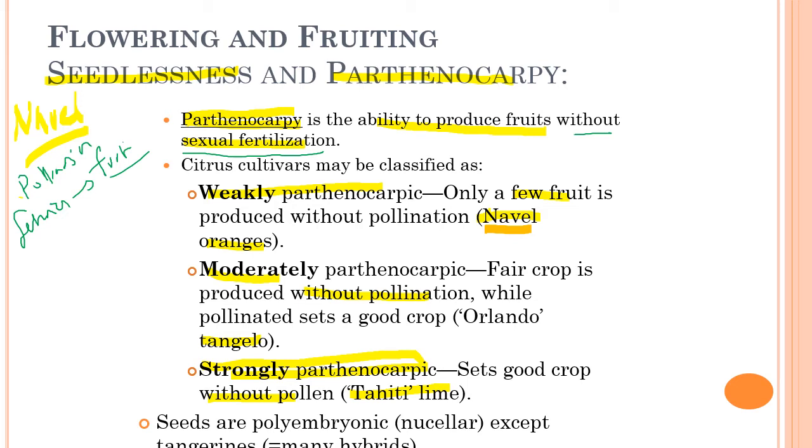Seeds can also be polyembryonic. That means, as we already talked about, polyembryony. That means they can produce more than one embryo from one seed. So they are polyembryonic, meaning there is more than one embryo per seed. This is called polyembryonic.